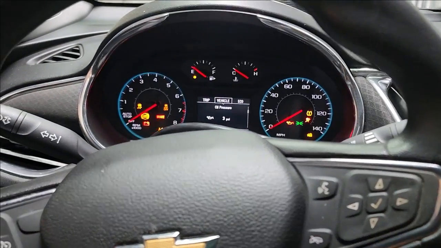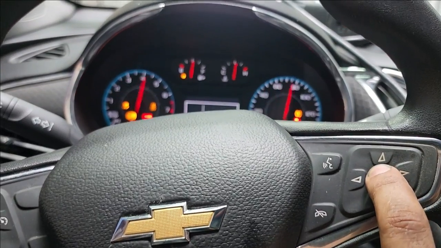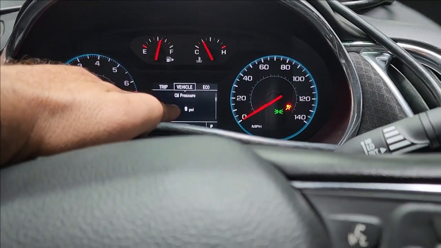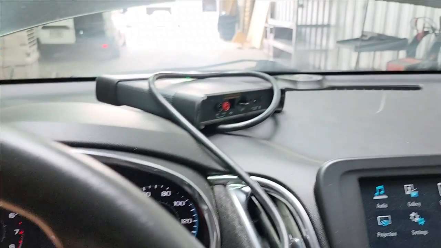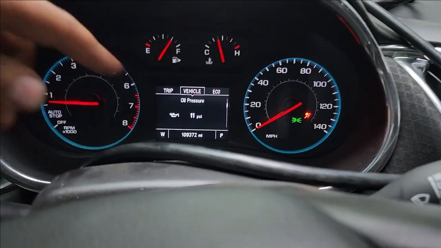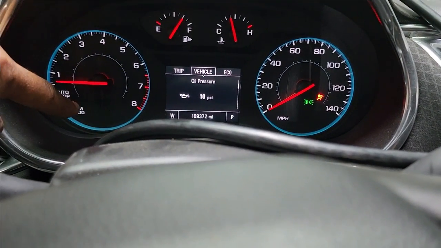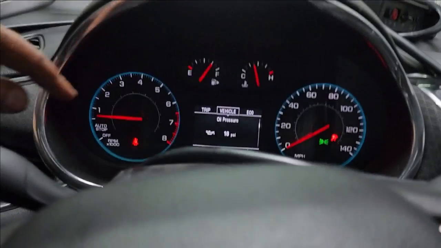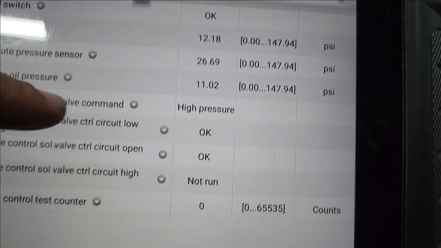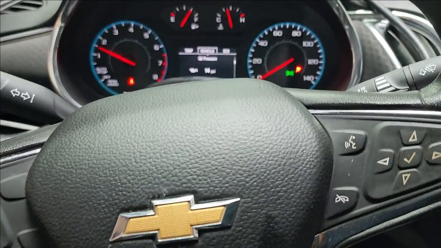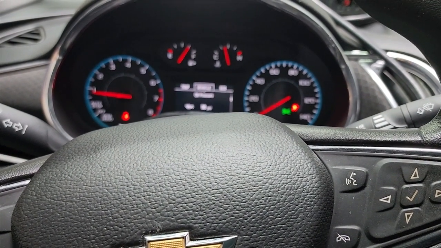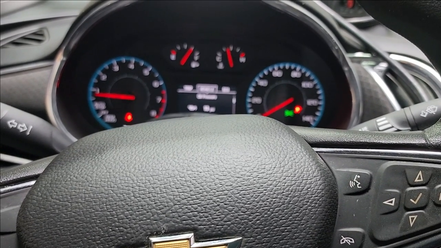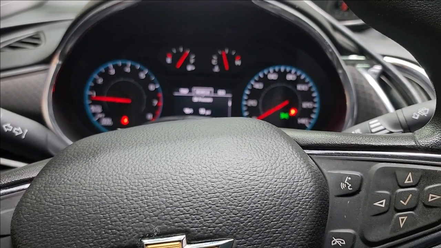Let's see if we have a check engine light. No, not yet. Oh, look. And the car is shaking. Now we have a low. Look, 11 PSI, 10. And the car is shaking. Look at it. You see it? Look at the hood. 10 PSI. See, even my hands are shaking with the car.